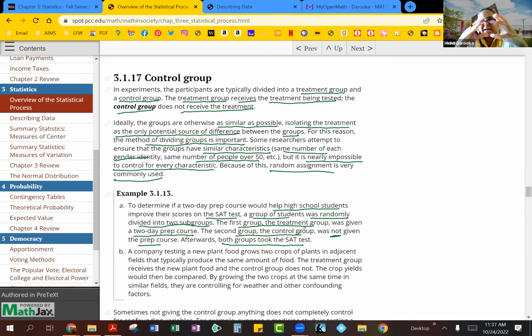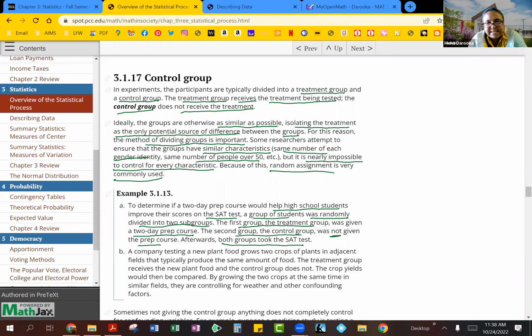instead, by dividing our group of students into 2 subgroups, giving one of them the prep course and the other one not the prep course, and then having them take the SAT, we would be able to see, okay, did the students with the prep course perform better than the students who did not receive it? So this would be an experimental study using both a treatment and a control group.